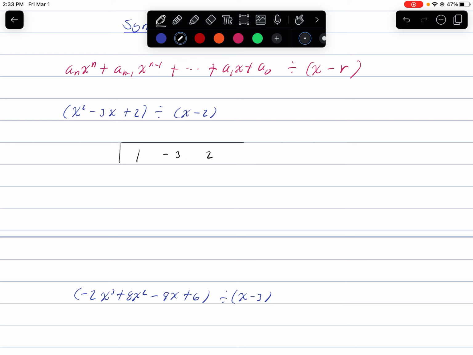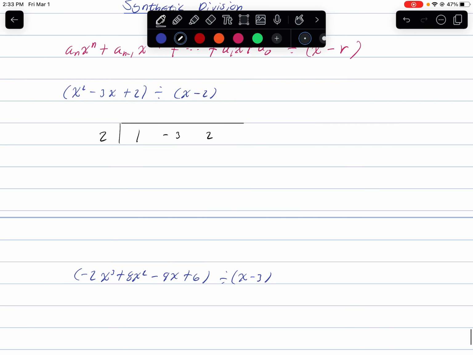And then we're going to put our r term here. So we're dividing x squared minus 3x plus 2 by x minus 2. So x minus 2 is of the form x minus r, where r is some number. So we're going to put 2 out front, okay? We're going to put the r value out front. Not minus 2, we're going to put 2 out front. And the first thing we're going to do is draw an arrow here and bring the 1 down.